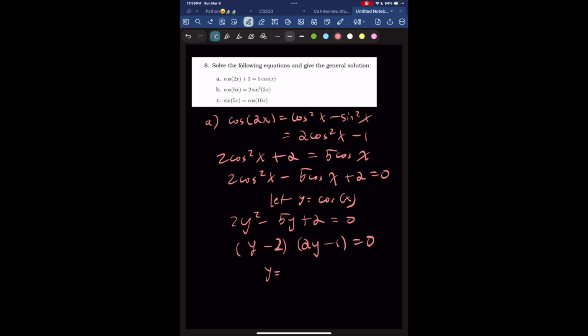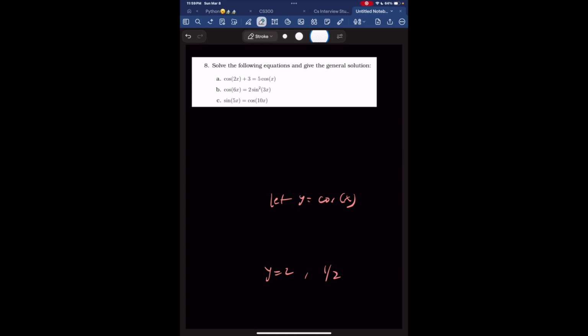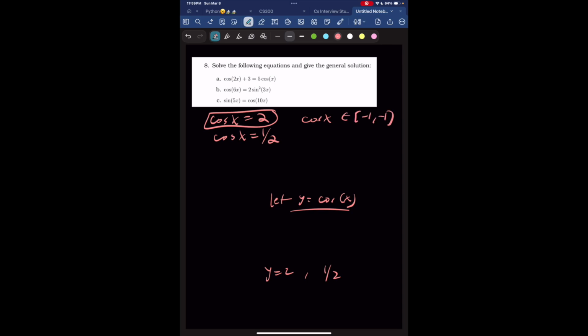With that, we know y is equal to 2, or half. With that, we can proceed to turn y into terms of x. So y is cosine x, so cosine x can either equal 2 or it can equal half. This is impossible because the range of cosine x is from -1 to 1. So this is out of its range, so this yields no solution.